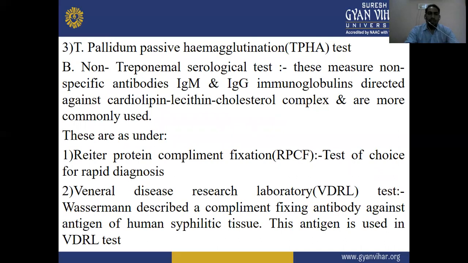The next type of diagnostic test of syphilis is the non-treponemal serological test. These measure non-specific antibodies, like IgM and IgG antibodies and immunoglobulins directed against the cardiolipin-lecithin-cholesterol complex, and are more commonly used.